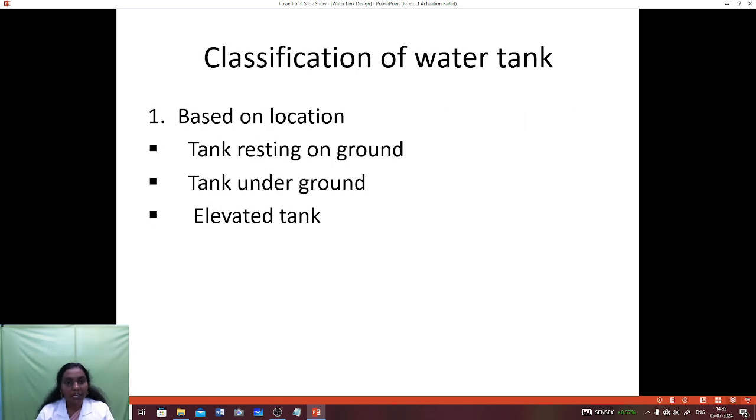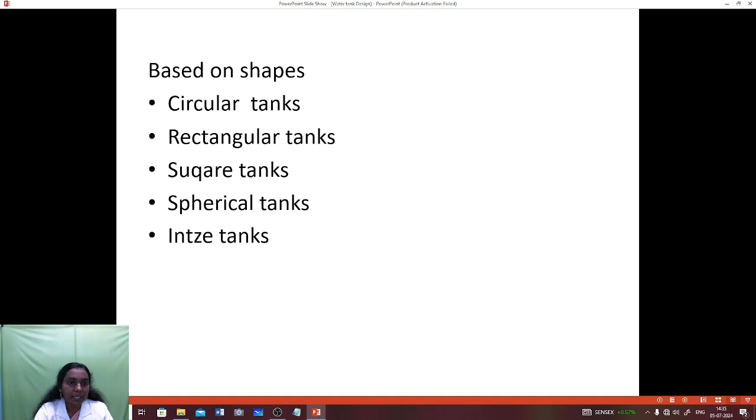Next is the classification of water tanks. Classification of water tanks based on location: the water tank resting on the ground, and the underground water tank, where the tank is below the ground. The next one is the elevated water tank, where the tank is above the earth level. These three common methods are used in India: tank resting on the ground, tank under the ground, and elevated water tank.